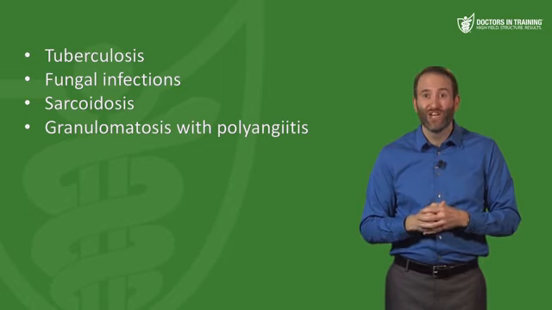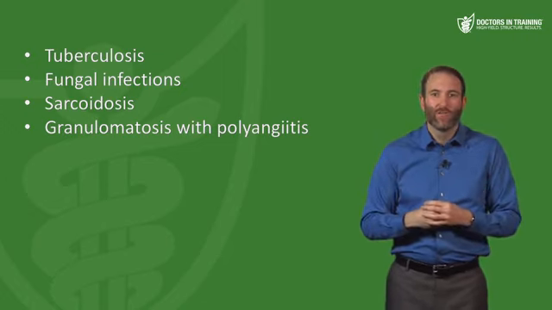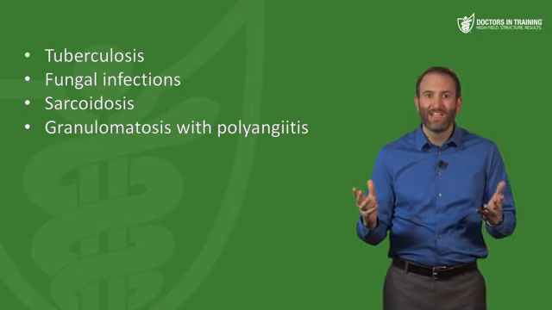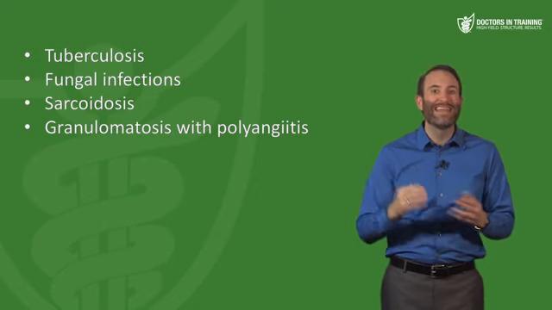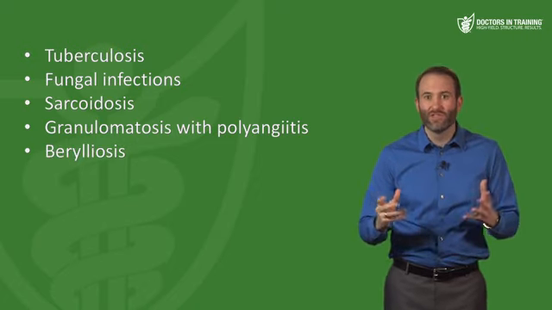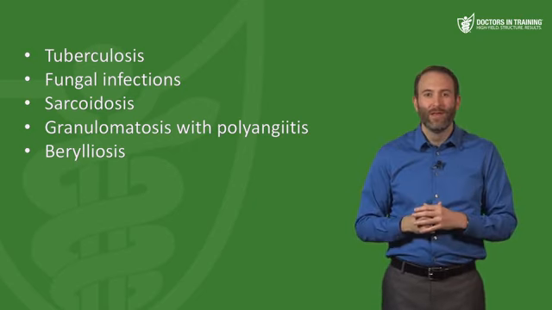Granulomatosis with polyangiitis. That's what we used to call Wegener granulomatosis. So this is, again, covered in another section, our cardiovascular section. It's the form of vasculitis that's going to cause granulomatosis inflammation in the lung and the kidney. Berylliosis causes granulomas. Who gets berylliosis? People who work in beryllium mines.